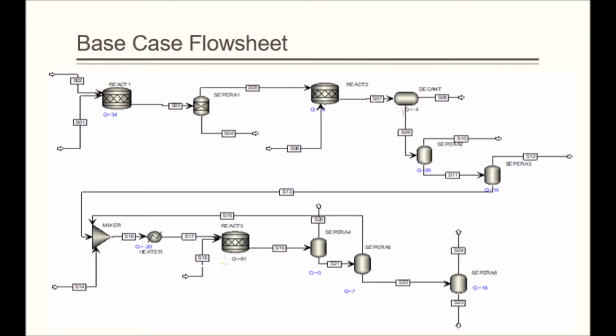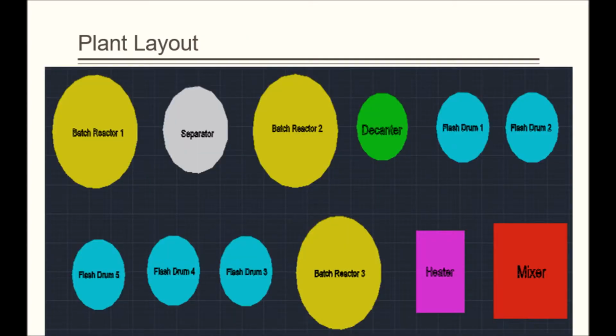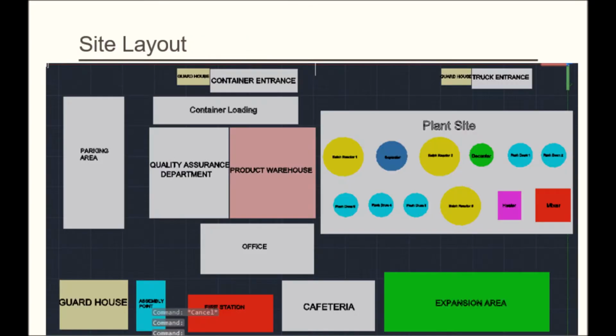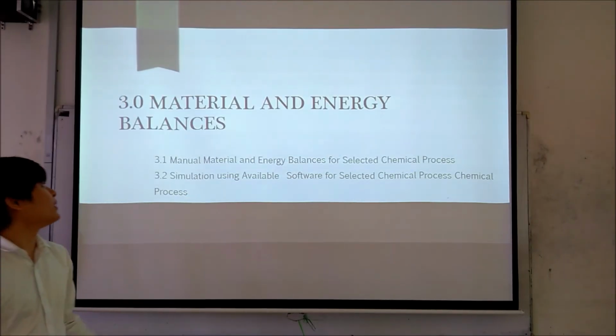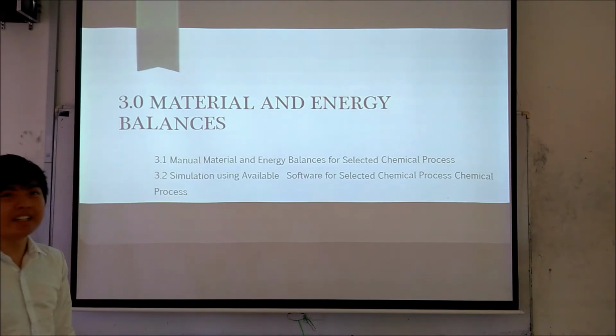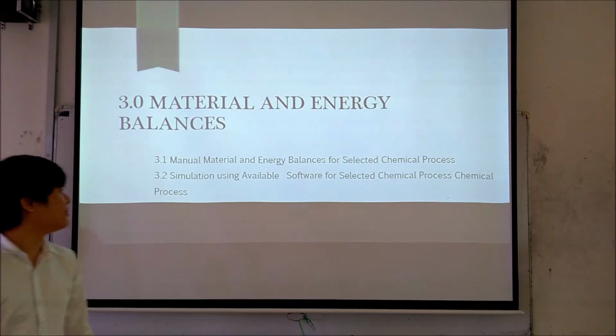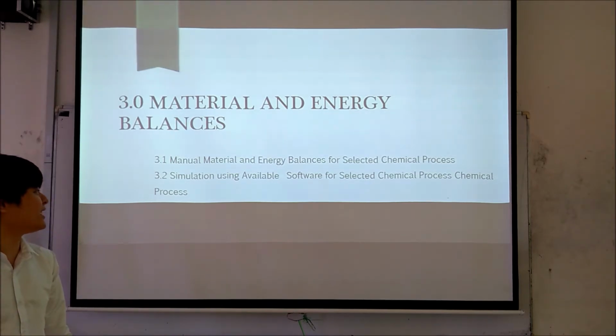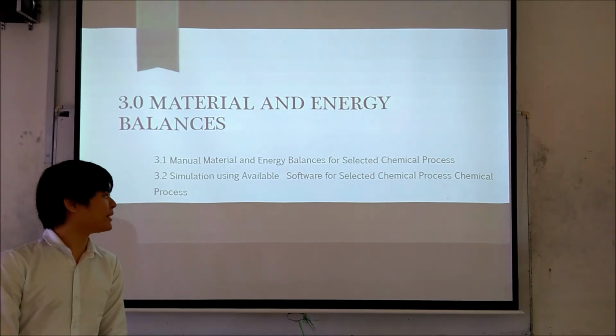The slide shows the base case flow sheet. This slide shows the plant layout. This slide shows the site layout. I'll talk about material and energy balance. It consists of manual material and energy balance for a selected chemical process and also simulation using available software for a selected chemical process.